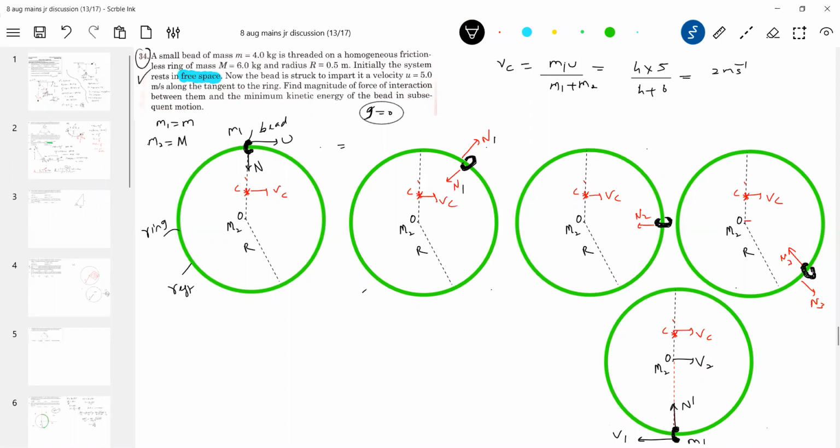So first we'll calculate the force of interaction between them. With respect to what? It will move in a circular path with respect to the center of mass. So the bead, what happened? In the C frame, the bead moves in a circular path and the center of the ring will be describing a circular path. So what should be the radius of this? R1, let me call the other R2. How to calculate that R1? Any formula?